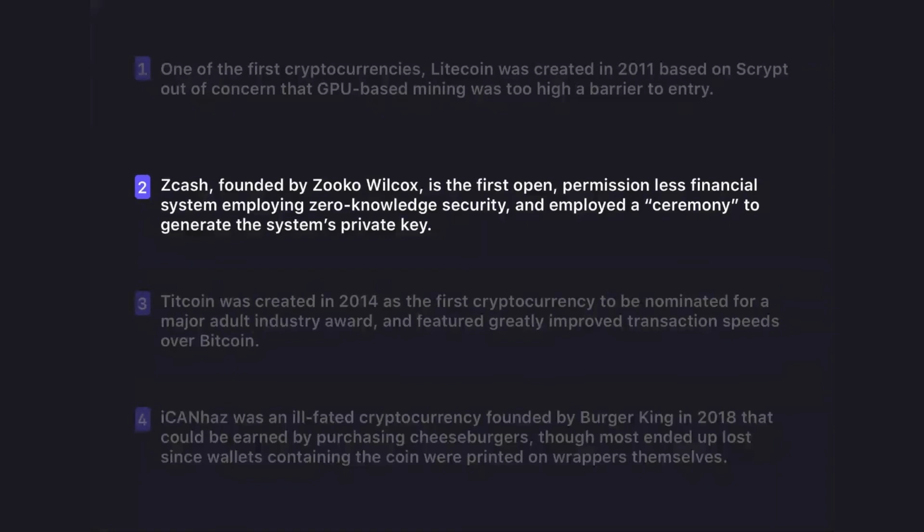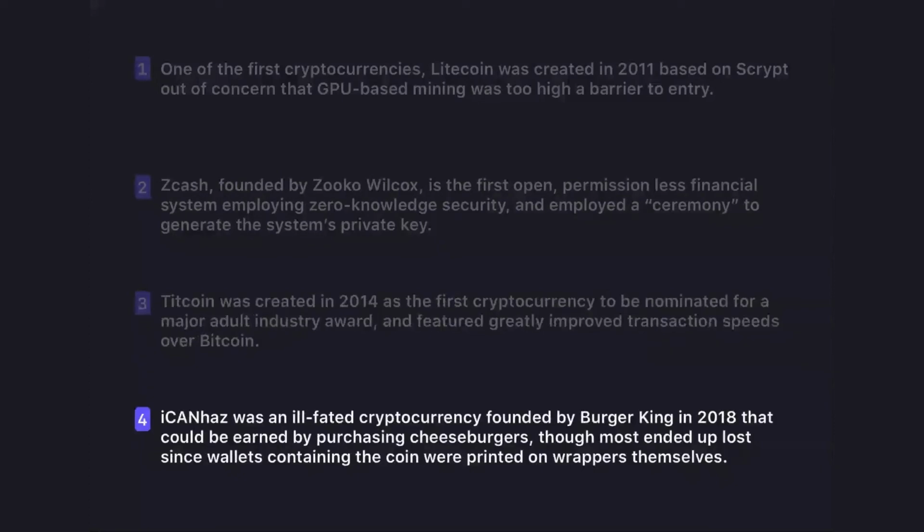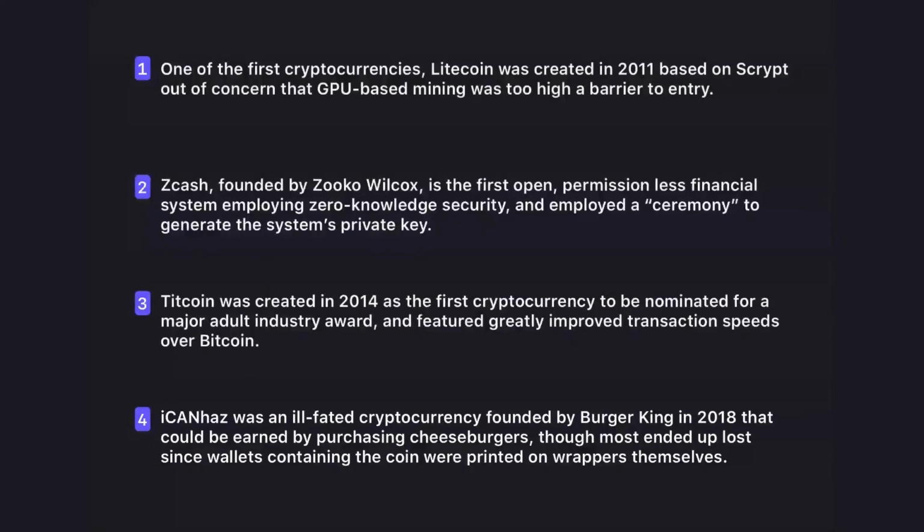Statement number three, Titcoin was created in 2014 as the first cryptocurrency to be nominated for a major adult industry award and featured greatly improved transaction speeds over Bitcoin. And statement number four, ICANN was an ill-fated cryptocurrency founded by Burger King in 2018 that could be earned by purchasing cheeseburgers, though most ended up lost since wallets containing the coin were printed on the wrappers themselves. So, Fernando, why don't you go first?